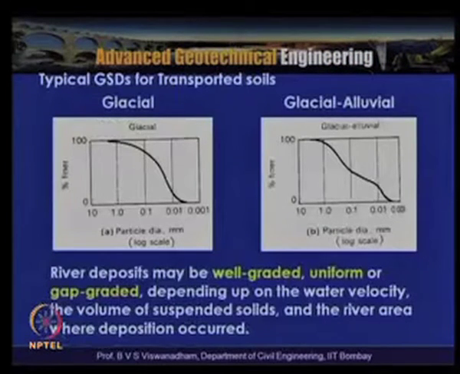And typically, as we also discussed, soils get transported from one place to another place and are then called transported soils, with different agencies. Here we have a typical grain size distribution for glacial and alluvial soil deposits. This figure, showing percentage finer on the y axis and particle size on the x axis, is for a glacial soil deposit, and this one is for an alluvial soil deposit. River deposits can be well graded and uniform or gap graded, depending upon the water velocity, the volume of suspended solids, and the river area where the deposition is occurring.